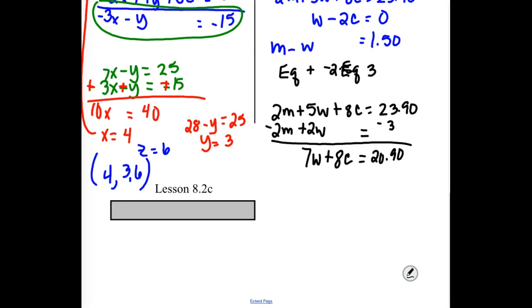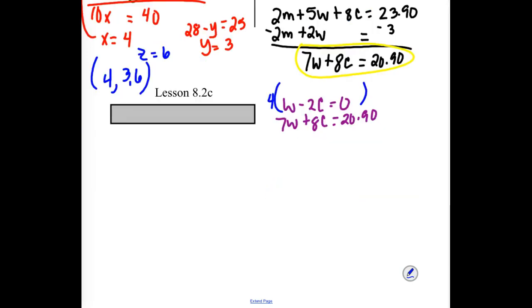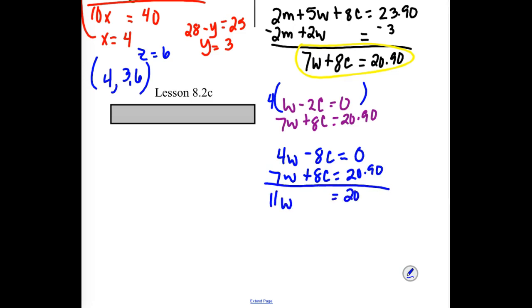Now, can we combine that one and this one? Both of those have just W's and C's? Okay, so let's put those together. We've got W minus 2C equals 0. We've got 7W plus 8C equaling $20.90. What would we have to do to get, let's say, the W's to drop out? Okay, times the top one by -7. If we wanted the C's to drop out, times the top one by 4. Which one do you want to do? Top one by 4. All right, so let's multiply this by a 4. So we get 4W minus 8C. 4 times 0 is still 0. Adding together, we end up with 11W equaling $20.90.